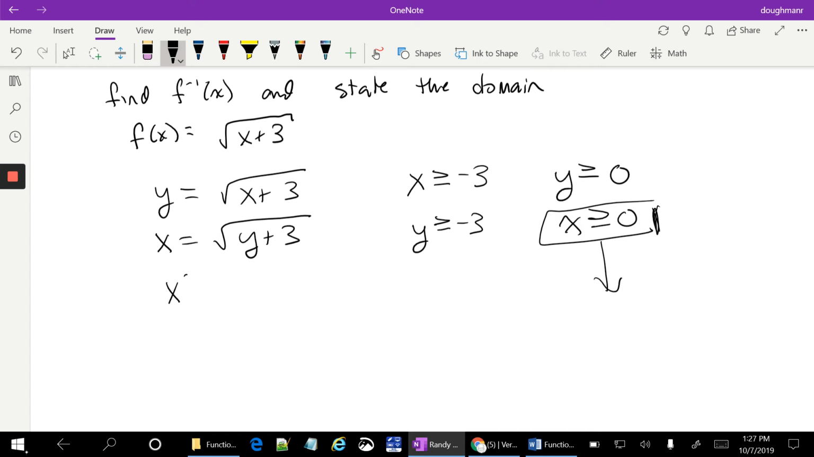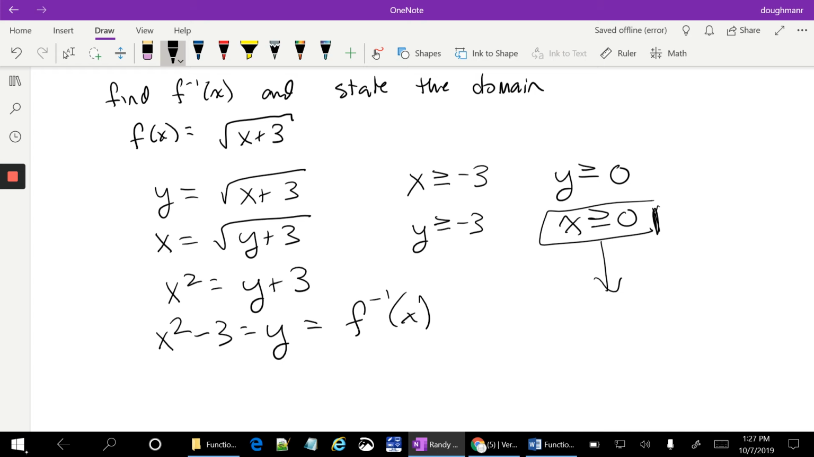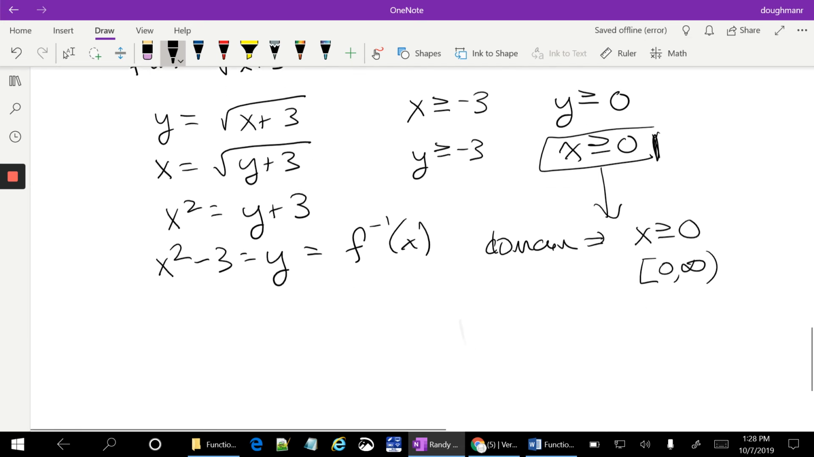So square both sides. x squared equals y plus 3. Subtract 3 from both sides. x squared minus 3 equals y, which in fact is the inverse function. And the domain, kind of left over here, x must be greater than or equal to 0, or we can write it in interval notation.